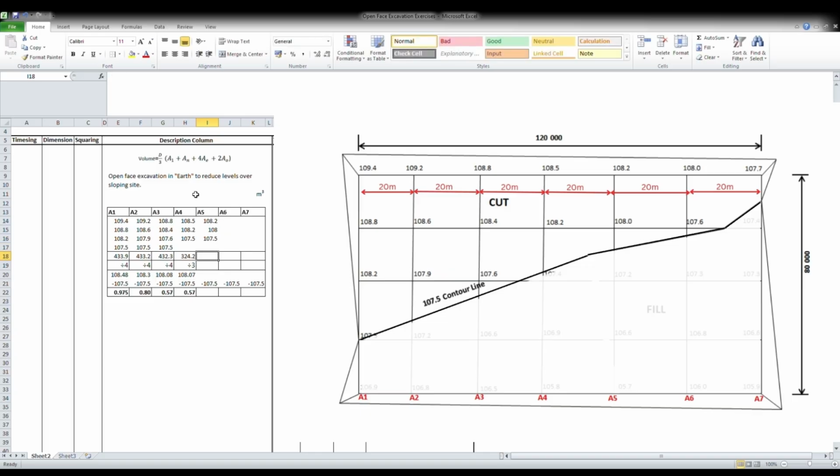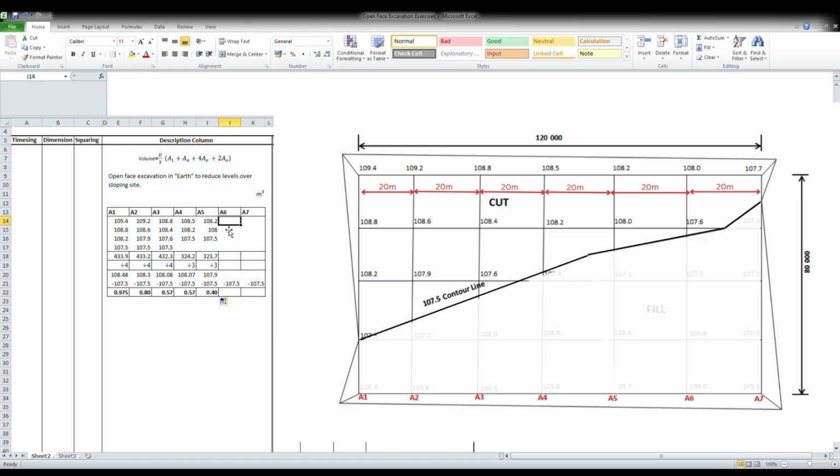$107.5, we get the total. Then we're going to get the average. The average is 107.9, and then when we deduct 107.5, we get a total of 0.40, so that's our depth at A5.